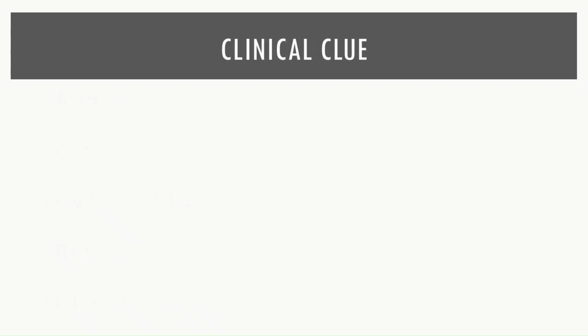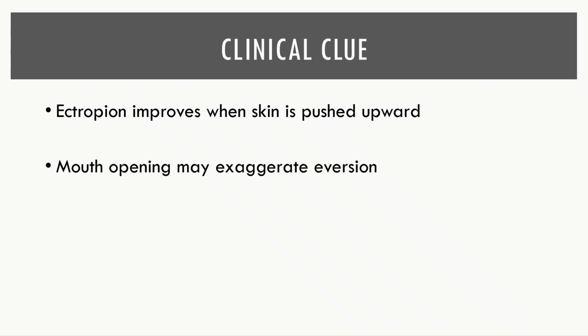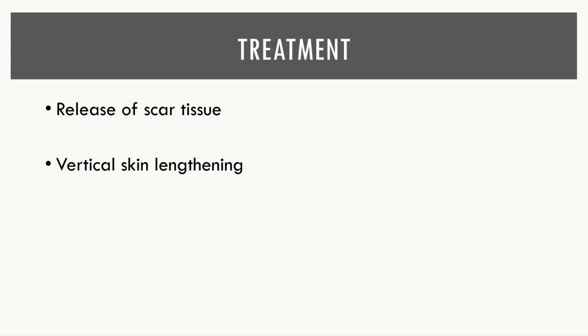There are certain clues that help differentiate cicatricial ectropion from involutional causes. In cicatricial ectropion, the ectropion improves when skin is pushed upward. Mouth opening may exaggerate eversion. The treatment options are release of scar tissue and vertical skin lengthening, Z-plasty, and severe cases require skin grafts to correct vertical deficiency.